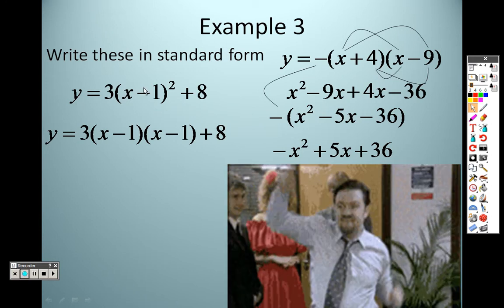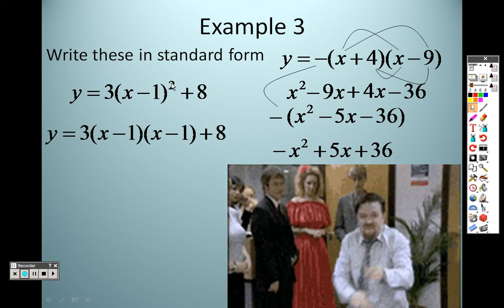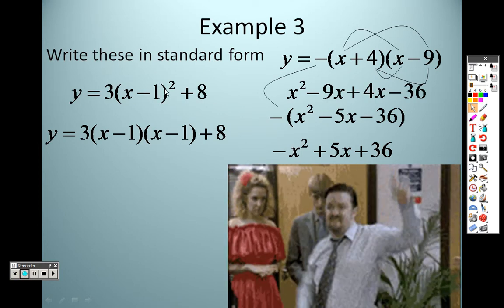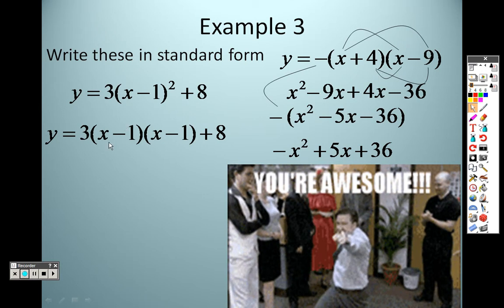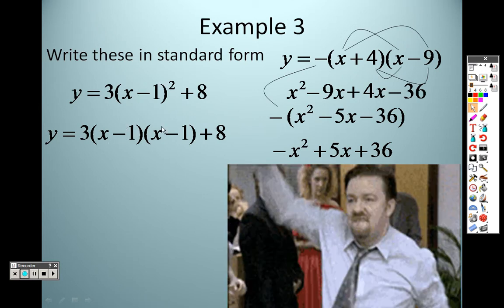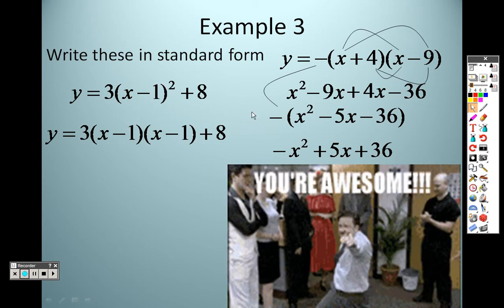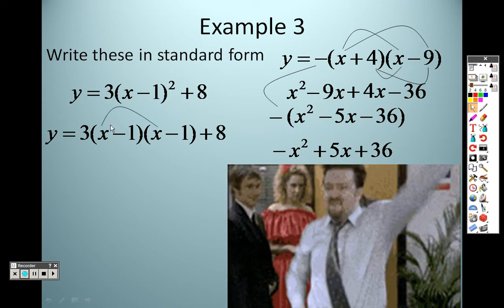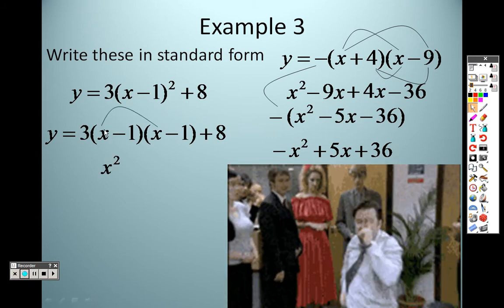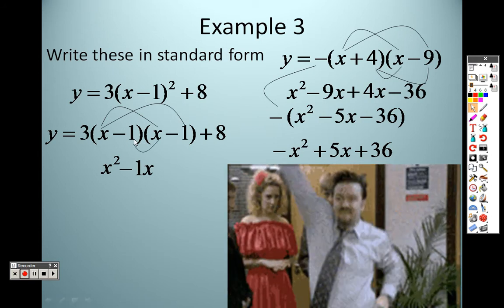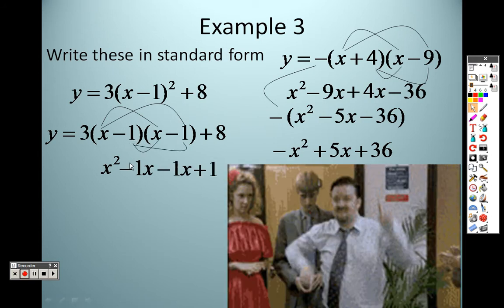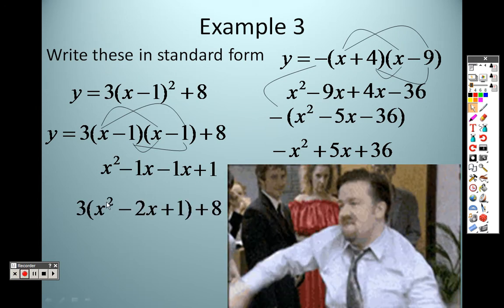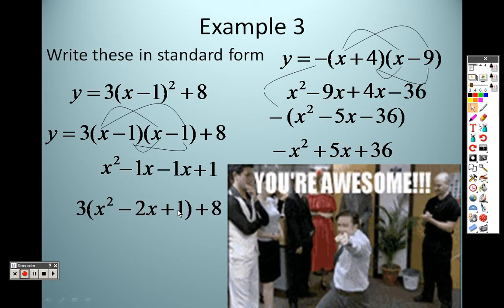So here's another example. X minus 1 squared doesn't mean I just take that through and square both things. That means I write x minus 1 twice. And that's what I have there. That's why squared means I write it twice. If it was cubed, I'd write it 1, 2, 3 times. So now I have to distribute that, so I get x squared, I get negative x, I get another negative x, and I get a positive 1. So I combine my like terms there, and on the inside I get x squared minus 2x plus 1.